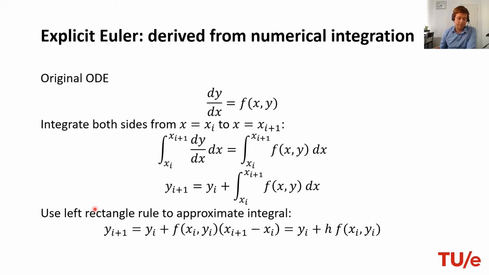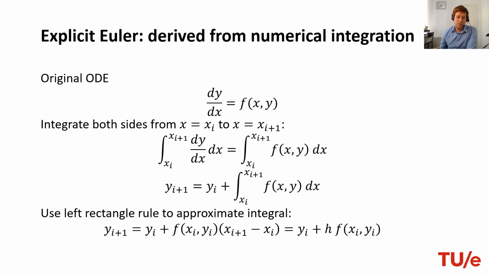If we use the left rectangle rule to approximate this integral, this means that we evaluate this integrand at the starting point of the integration interval, so at xi with corresponding yi. Then this integral simply becomes that function value multiplied with the width of the integration interval, which is equal to h. So y at step i plus 1 is equal to y at step i plus h times the right-hand side of the ordinary differential equation evaluated at xi and yi.